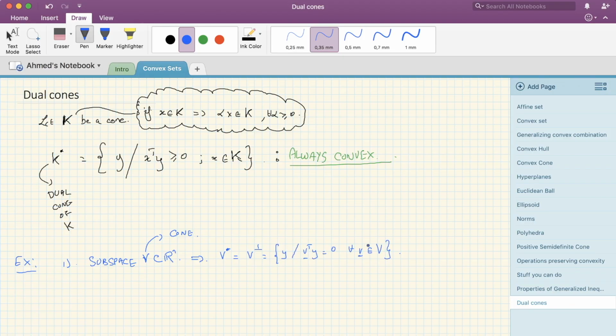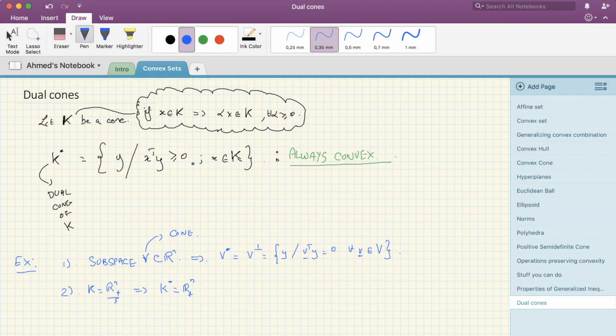Another example would be if I choose my cone K to be Rn plus, which is all vectors that have positive entries. This is a cone and it's convex. Then its dual cone is again Rn plus. So this cone and its dual are the same. So if you're looking for its dual cone, well, it's itself. And why is that? If you write this definition, you want to pick all those vectors that you inner product with all positive entries to be positive. Those entries should be again positive, because to guarantee positiveness, you should have all those entries as positive.